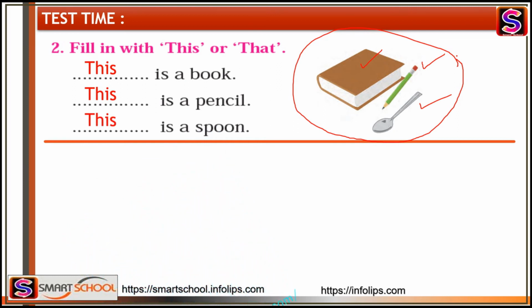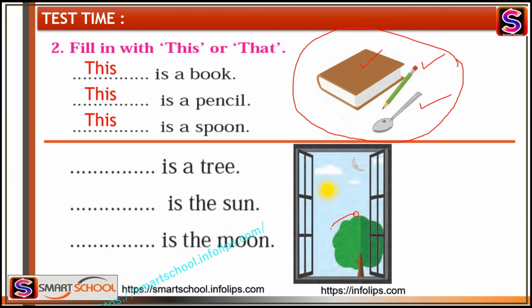And see this picture. There is a tree, then sun, and then moon. So what will we say? Because these things are far from us, we will say, that is a tree. That is a sun. That is a moon. Right. I hope you understand this concept, this and that, when we have to use this and where we have to use that.